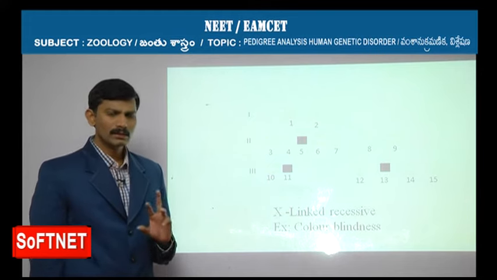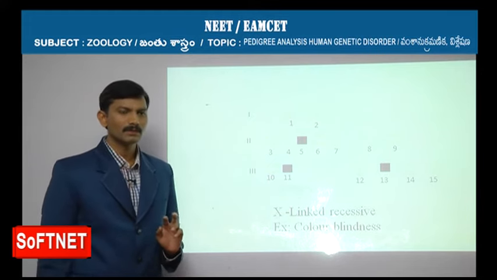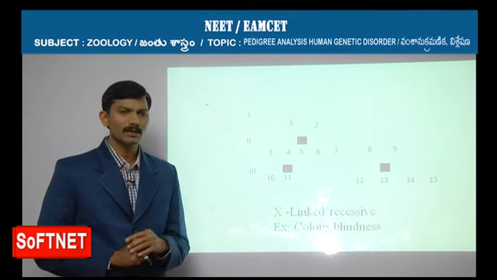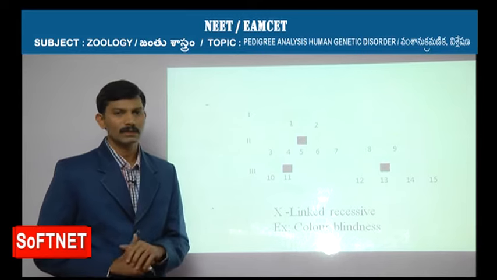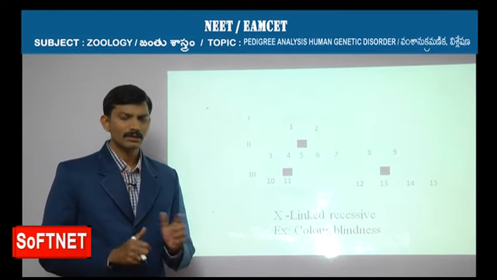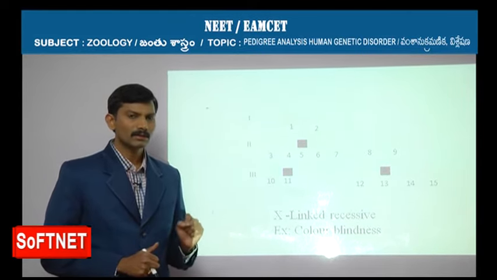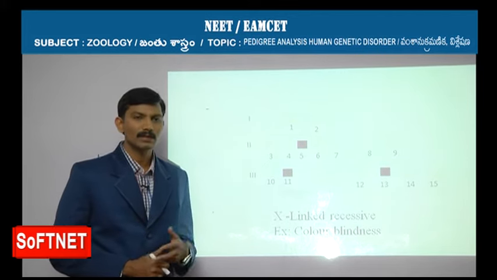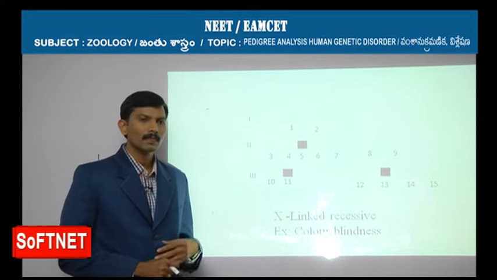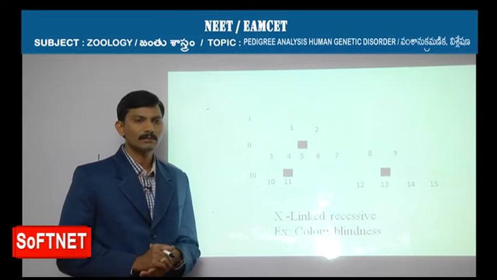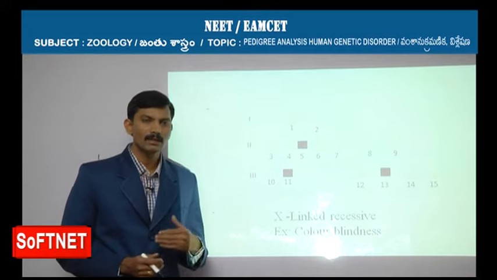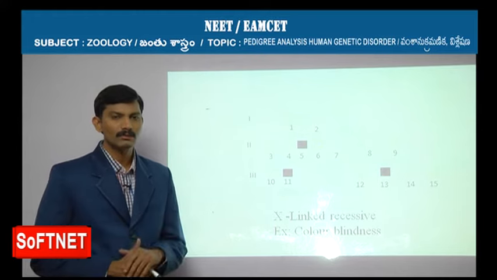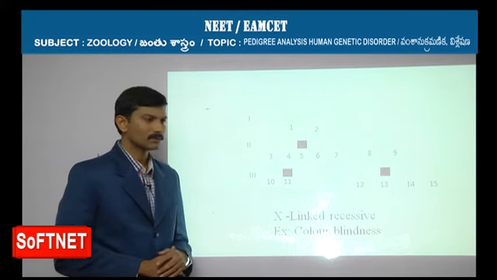There is a slight confusion that will appear, especially when predicting the kind of trait or disorder between autosomal recessive and X-linked recessive. How do we distinguish between these two? X-linked recessive characters always appear more in males, less in females, whereas in autosomal recessive condition, irrespective of sex, the inheritance pattern of that particular trait or disorder will be in equal proportions. That is the only difference we use in predicting the genotypes.